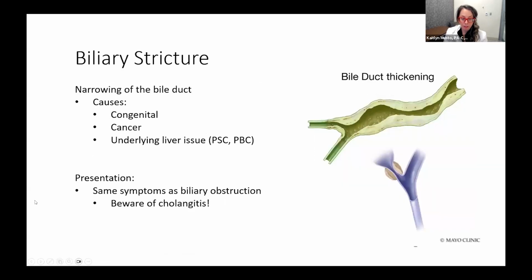Another potential thing that can happen as a result of procedures or surgery is a biliary stricture. Again, this is similar to the same type of symptoms that you would see with biliary obstruction, just even in the diagnosis of cholangiocarcinoma. There are other reasons you can get this as well. And these pictures are just demonstrating the difference between the bile duct thickening or the intraluminal compression versus the tumor on the outside causing compression, or the extraluminal compression.